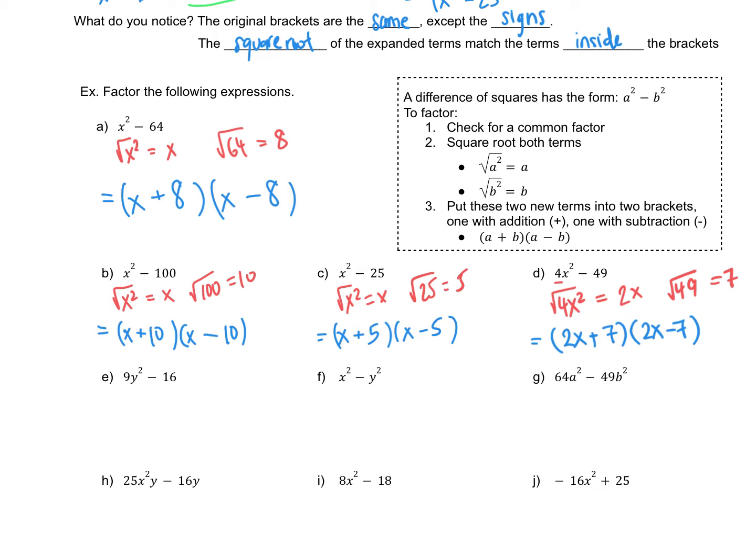Now, the reason you need this positive and negative sign is so that if you were to FOIL, those middle terms would cancel out like they did in our warm-up. All right, I want you to try E. Pause the video, then come back to check your work.